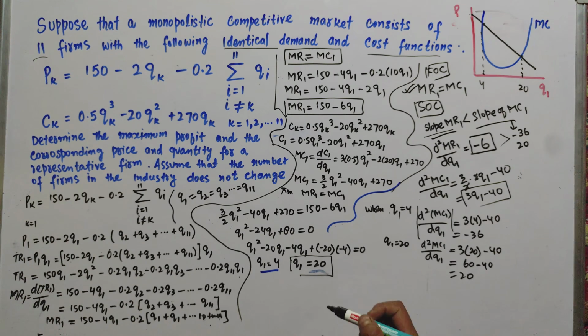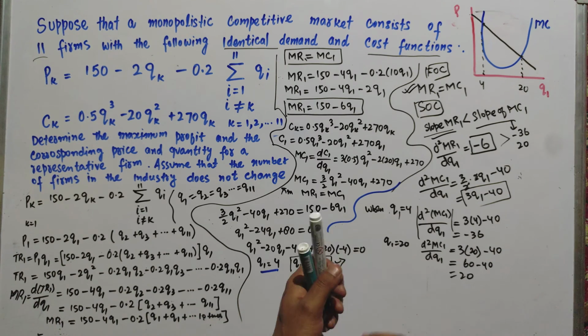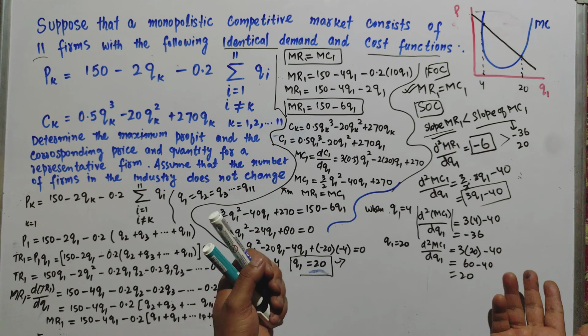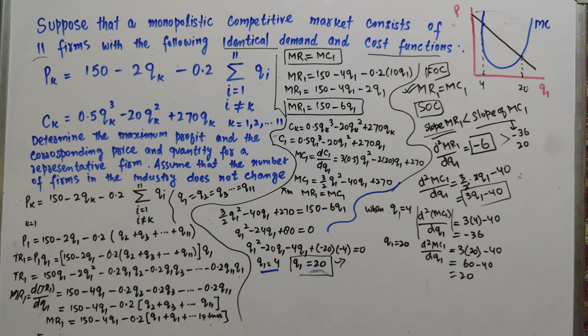So we can say that profit will be maximized when q1 is equal to 20. If you are wondering why it got messy, I don't know why it got so messy. The simple thing was that the first order condition for profit maximization requires, let us say we have the marginal revenue, this is the marginal cost function, that marginal revenue should be equal to the marginal cost.